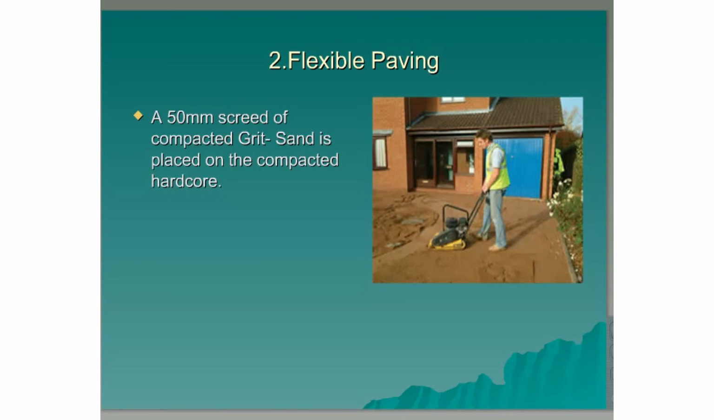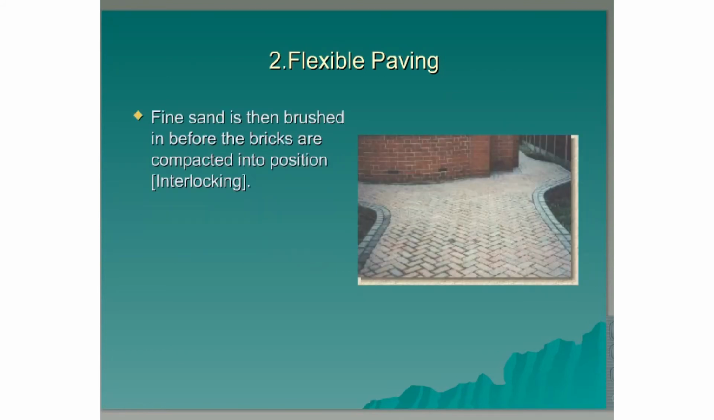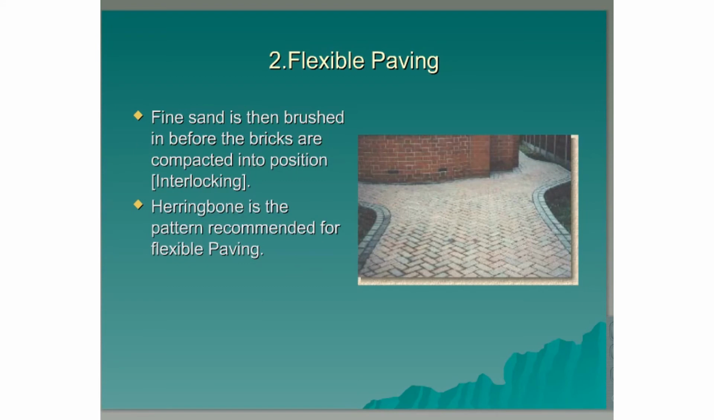We can see the sand being compacted in the photograph opposite here using a compacting vibrator plate or whacker plate. The pavers are then laid 6 mm higher than the required finished height, and this is to allow for final compaction. Fine sand is then brushed in before the bricks are compacted into position using the whacker plate. Herringbone is the pattern recommended for flexible paving, but there are many different patterns that are used. One of the most common patterns used is running bond.